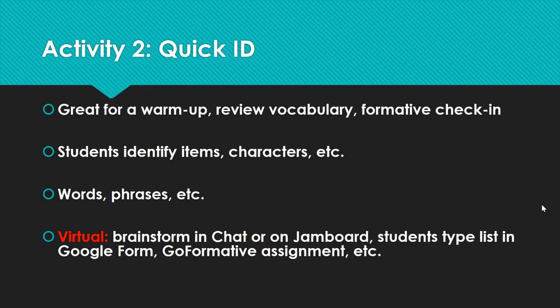Our next activity, I've nicknamed Quick ID. This one is great for maybe the beginning of class, as a warm-up, as a preview of an activity, whatever it may be. It's great for a quick formative check-in, especially for vocabulary. You just have students identify what they see. They could list colors, items that they see, characters, maybe verbs related to the different actions that are visible in the video. And for Quick ID, we're typically looking at words or phrases, not necessarily full sentences.